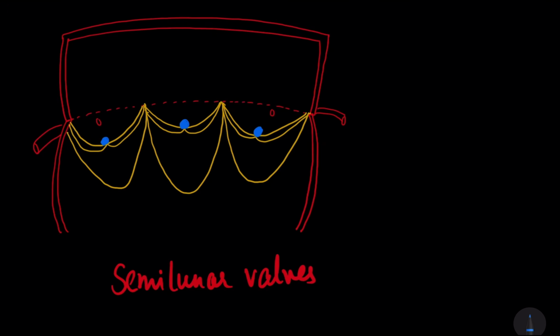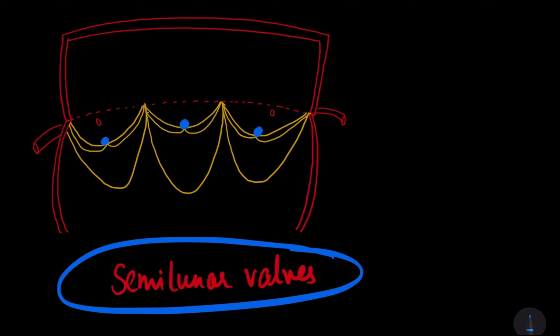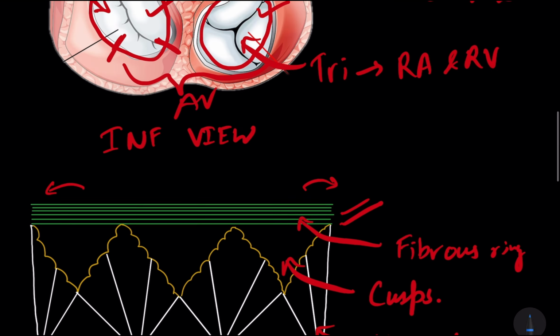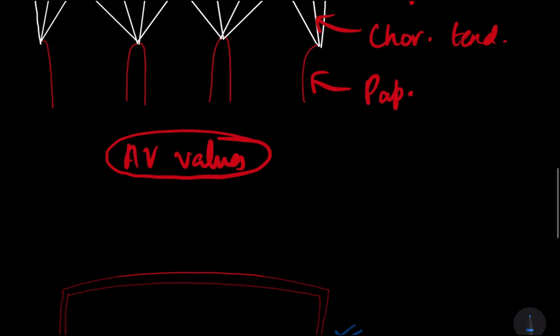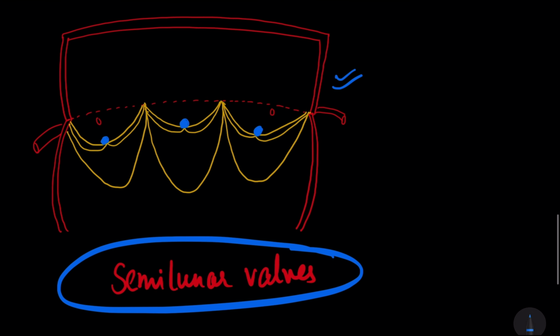Now the structure of the semilunar valves is pretty interesting. Just like the AV valves, this is the anterior view of the valve, and what we have done is cut open the vessel through a slit like this, and this is the anterior view you get. First things first, this is the wall of the ascending aorta. This is the inside part you are seeing.